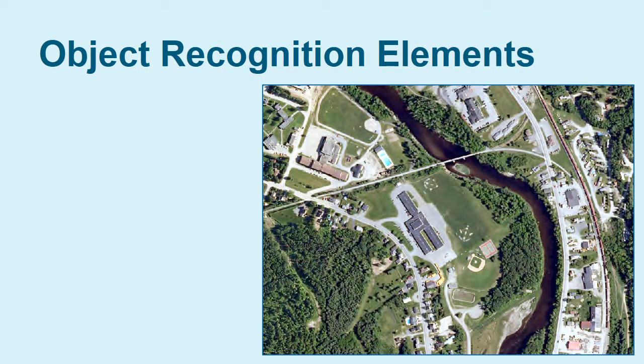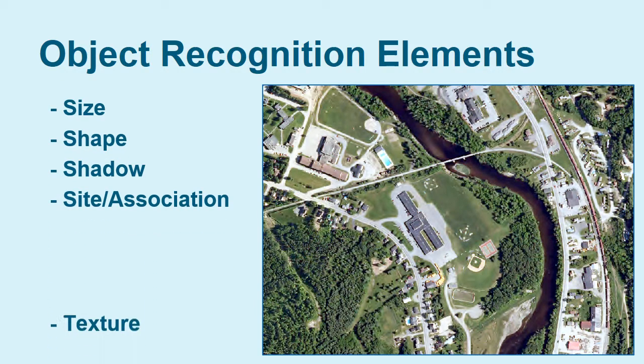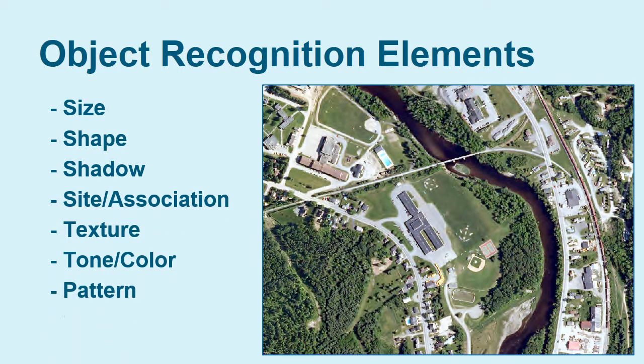So first of all, let's look at the object recognition elements. Depending on who you talk to, there's 7 or 8 of them. Let's go through each one of these with some examples in terms of how we can use those to consciously identify features. And we may be using some of these things unconsciously.